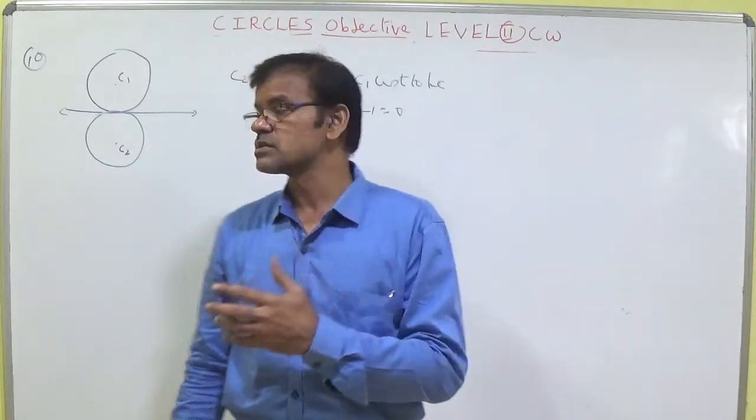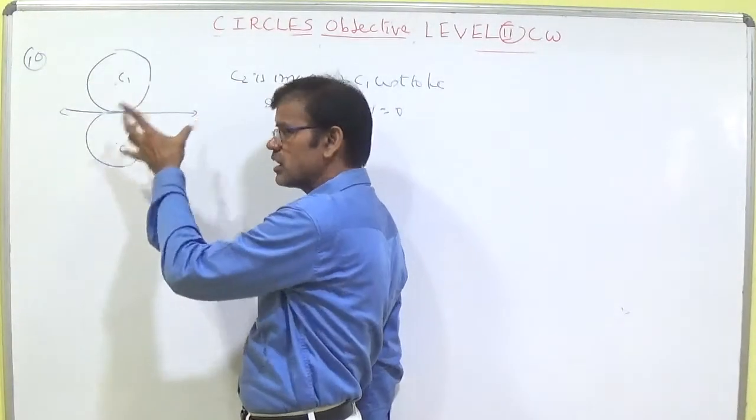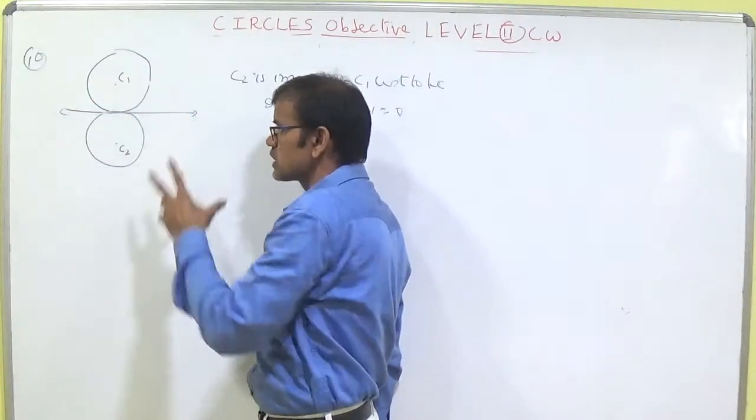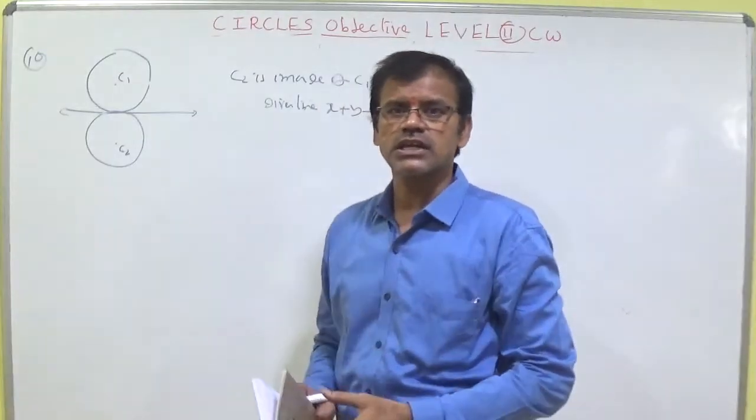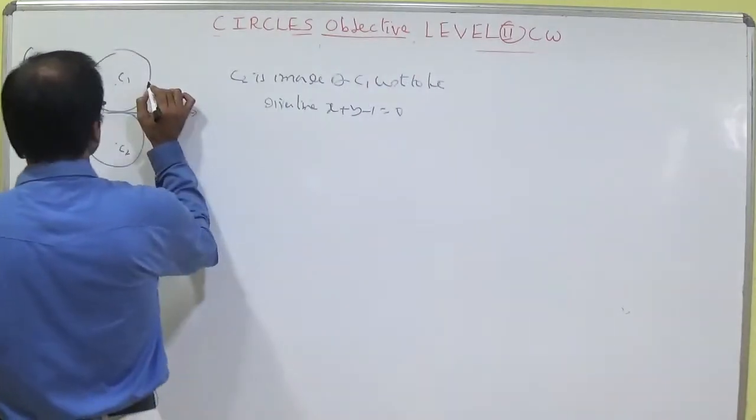Because whatever the circle is there, that image should be here under the mirror. So the circle shape will not be changed. Circle radii will not be changed. So radii are equal for the two circles.